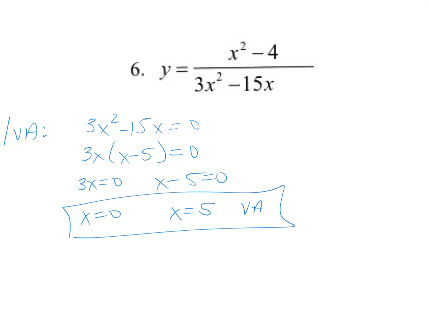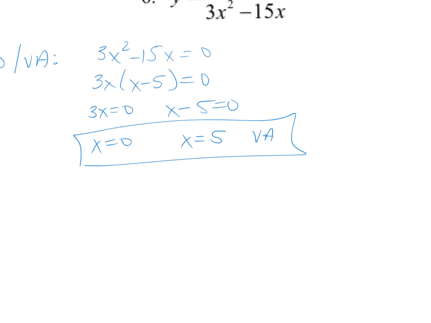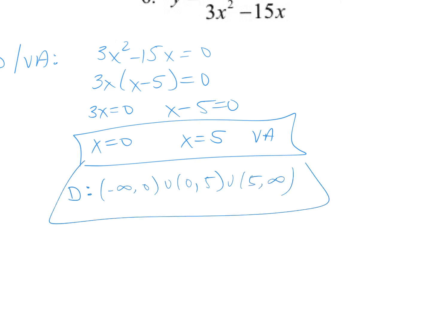When you find the vertical asymptotes, what else are you finding? The domain. You're saying everything in the world will work except for those two numbers. So how do I write it? Negative infinity to 0, 0 to 5, and 5 to infinity. Very good. Domain and vertical asymptotes go hand in hand. You're finding the same thing.